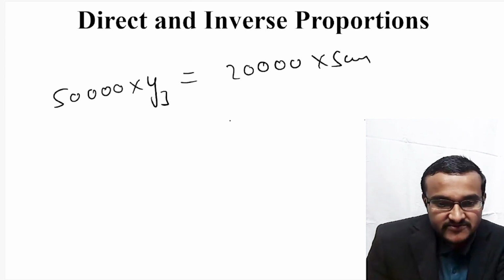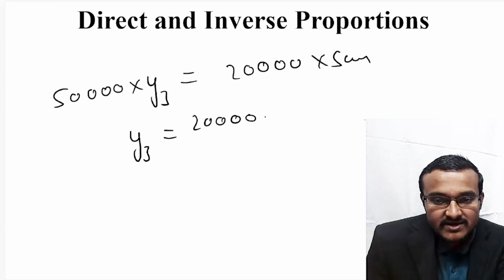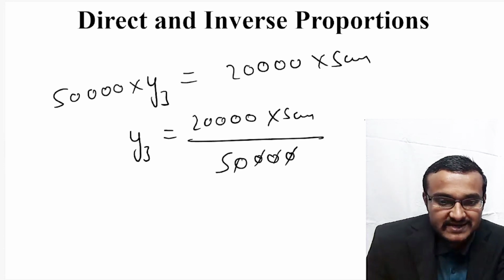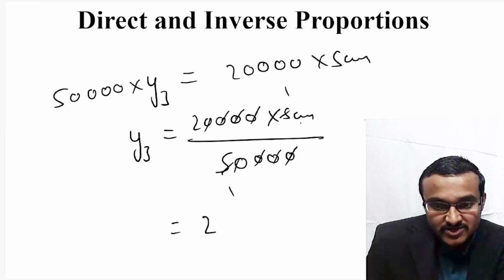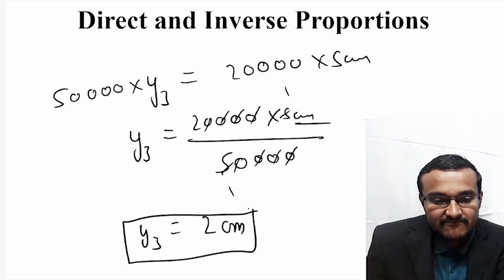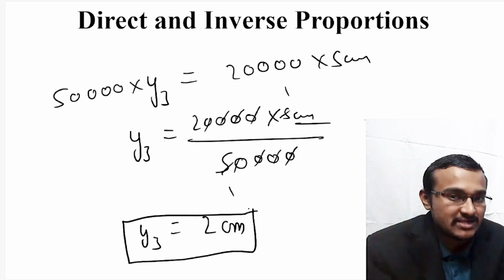So now you can bring this 50,000 to RHS. It will become 20,000 into 5 centimeter divided by 50,000. So here 4 zeros get cancelled each other. So here 5 and 5 get cancelled each other. So 2 will be remaining and this centimeter will be remaining. So 2 centimeter is the length of bacteria when it is enlarged 20,000 times.